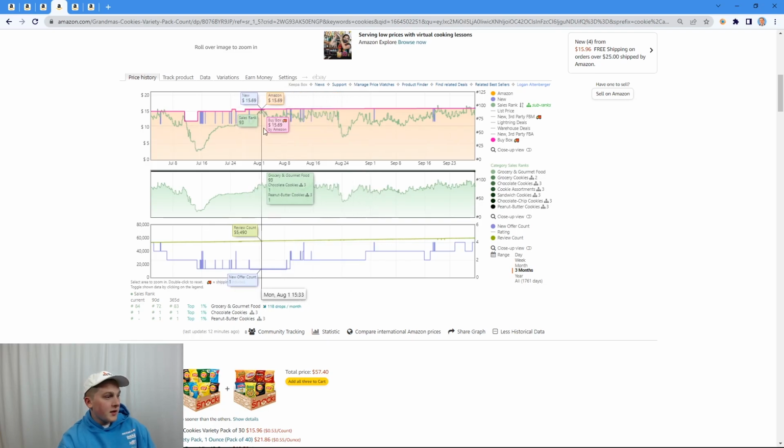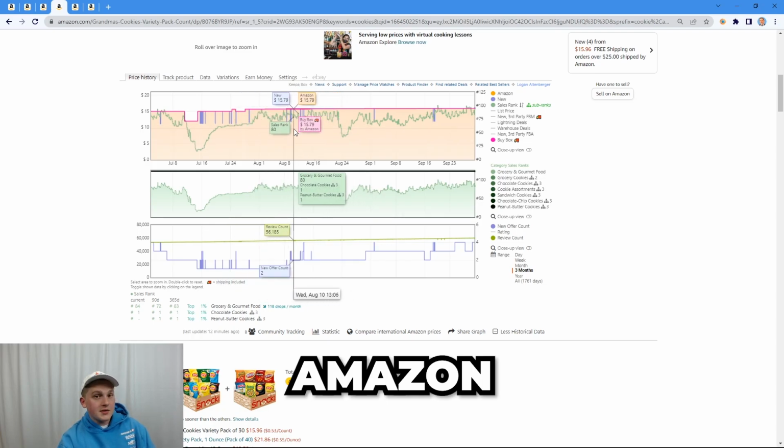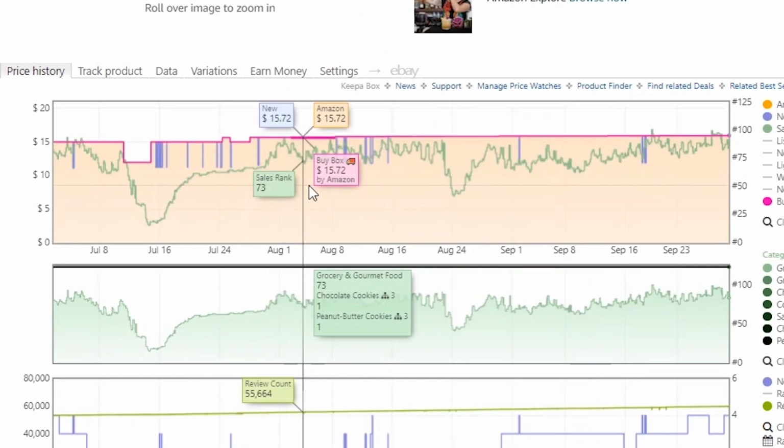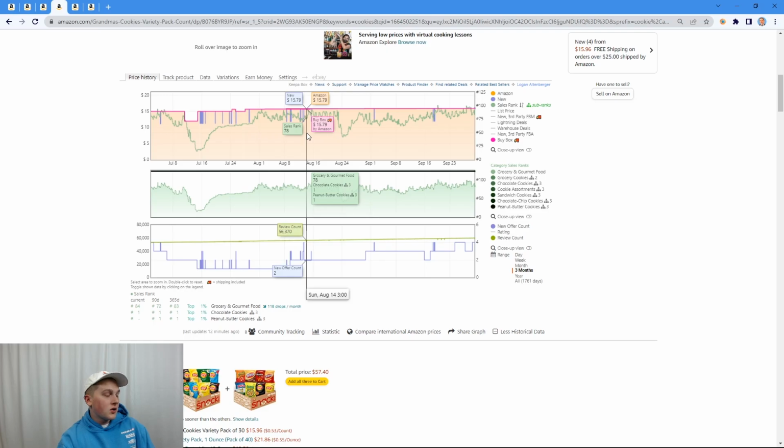Another thing that we need to watch out for that I didn't mention earlier is Amazon being on the listings, and Keepa is going to help you out with that. The orange shading here is going to show you that Amazon themselves are selling the product. Now, a lot of people are going to say that you should just stay away from Amazon being on the listings. I think we should look at the data a little bit further.